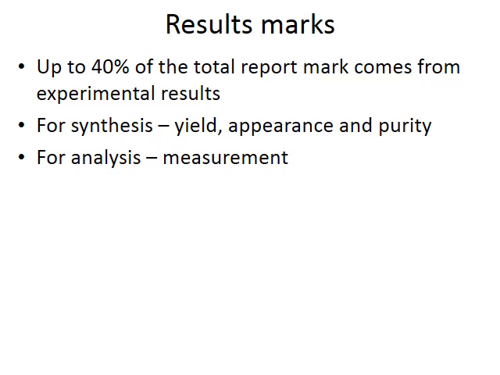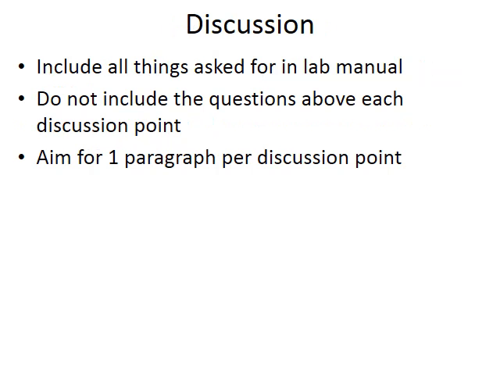An important thing to remember when you look at your marks for results is that up to 40% of the total report mark comes from the experimental results themselves. This is because we need to assess your ability in the lab and what you've actually performed during the laboratory session, and not just your ability to write a report. So for synthetic labs, this might be yield or appearance or purity, and for analytical labs, this will be how close your measured quantity is to the correct answer.